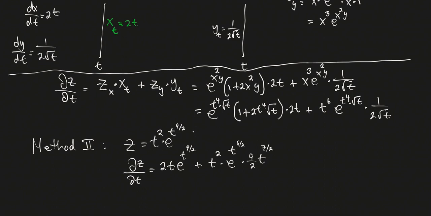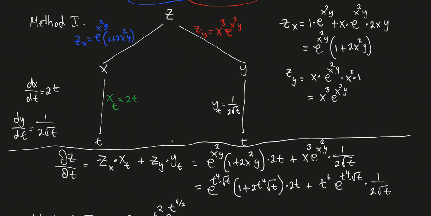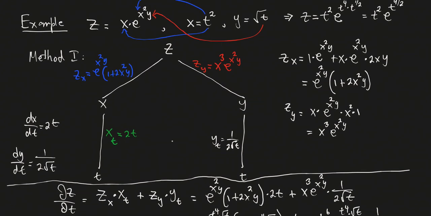But clearly, this is the easier method computationally, right? Why not, again, just cut out the middle variables, the x and y, write down a single equation that gives the relationship between z and t, and then take the derivative. But the power of the first method isn't necessarily that it's going to make our basic calculations easier.